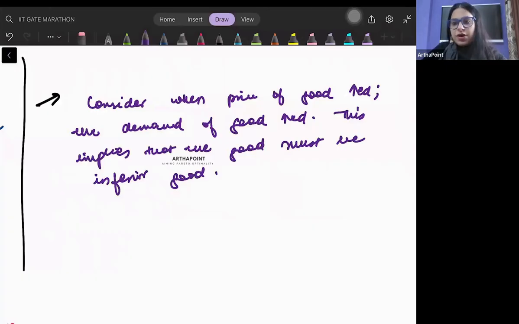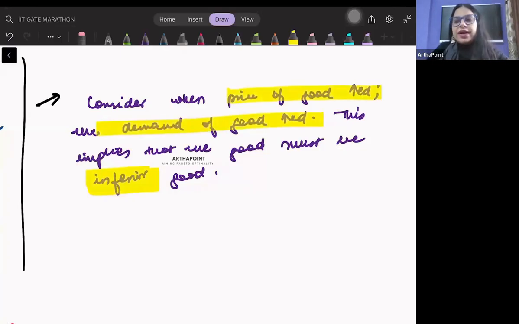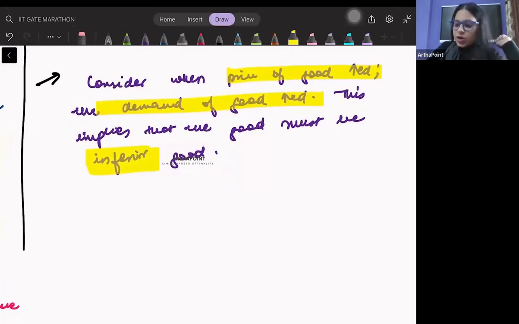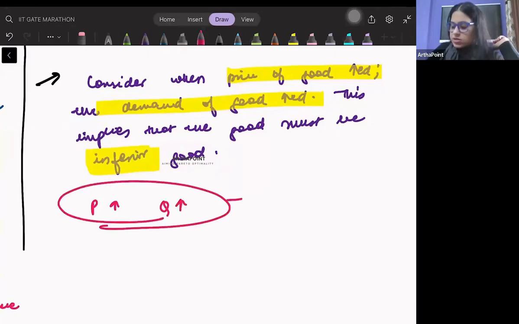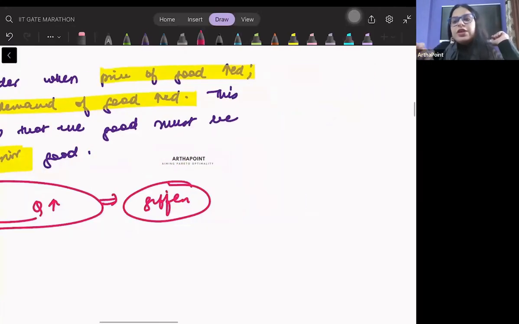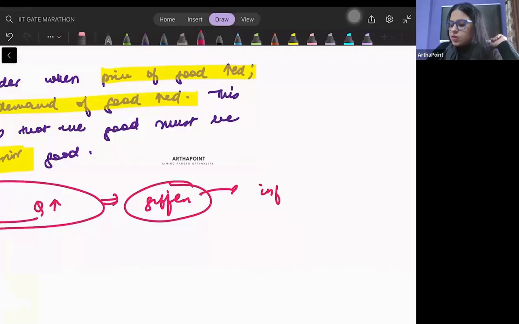When the price increased, the demand of the good increased. This implies that the good must be an inferior good. The most important thing: inferior goods follow the law of demand. So it cannot be inferior. This can at max be a Giffen good, where the price increased and demand increased. But now you will argue with me: ma'am, if the price is increasing and quantity demanded is also increasing, it means it is not obeying the law of demand, so it is a Giffen good. And every Giffen good is also inferior, so it becomes an inferior good. So can't we just say that it is an inferior good?